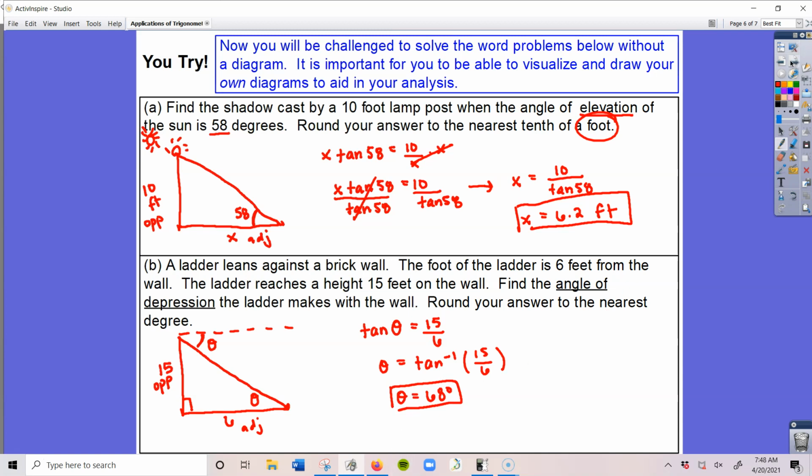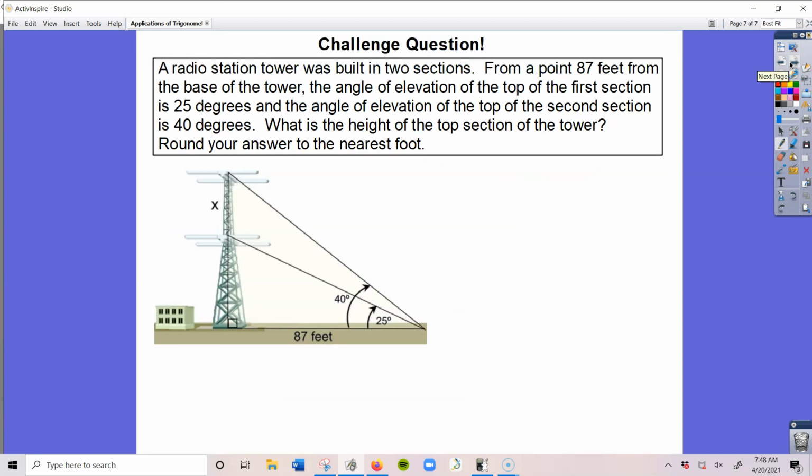Now let's look at a challenge question. A radio station tower was built in 2 sections. From a point 87 feet from the base of the tower, the angle of elevation of the top of the first section is 25 degrees, and the angle of elevation of the top of the second section is 40 degrees. What is the height of the top section of the tower? And round your answer to the nearest foot.